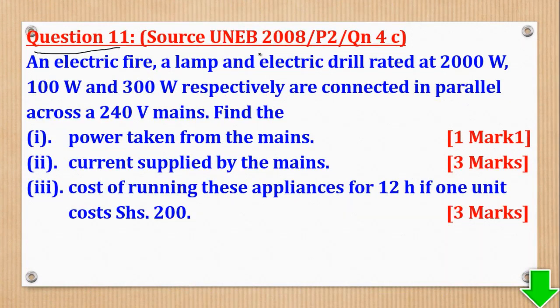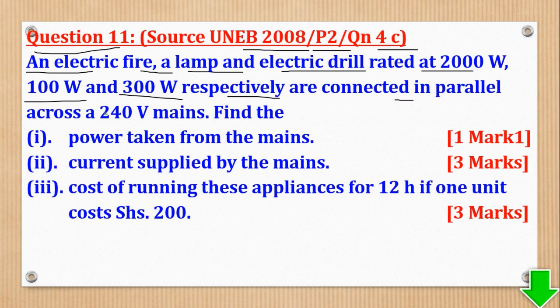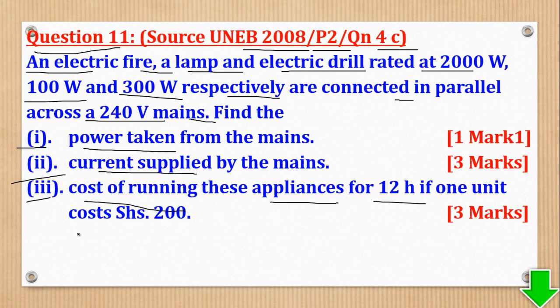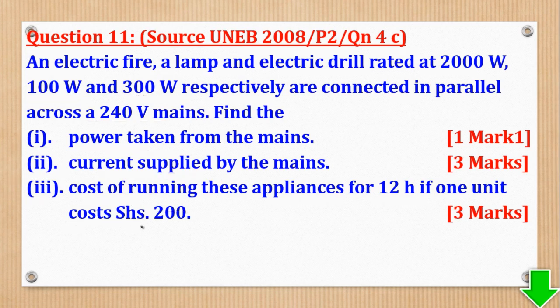Then question 11 came from UNEB 2008, paper 2, question 4C, and it says an electric fire, a lamp, and electric drill rated at 2000 watts, 100 watts, and 300 watts, respectively, are connected in parallel across a 240 volt mains. Find Roman 1 the power taken from the mains, and Roman 2 the current supplied by the mains, and Roman 3 the cost of running these appliances for 12 hours if 1 unit costs shillings 200.